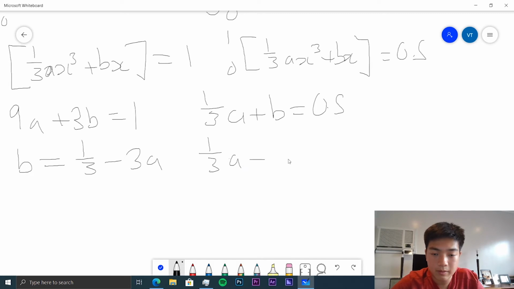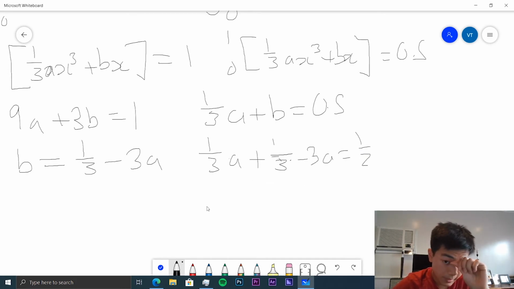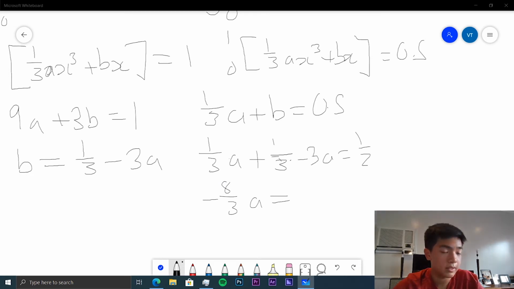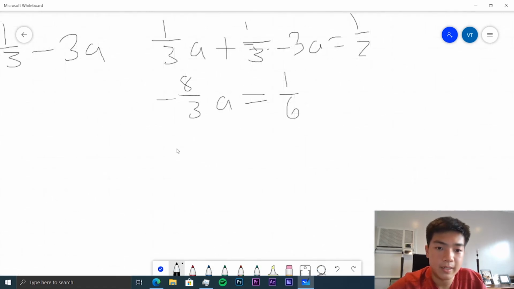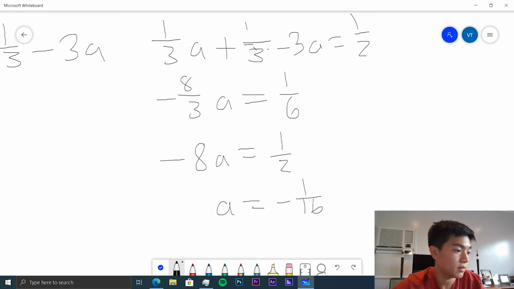a minus 1/3 plus 3a, plus 1/3 minus 3a is equal to 1/2. So we have negative 8/3 a is equal to 1/2 minus 1/3. So that's equal to 1/6. So we have negative 8a is equal to 1/2. So a is equal to negative 1/16, it appears.